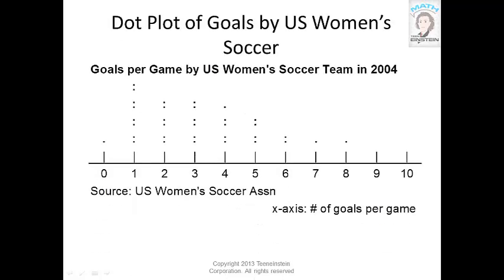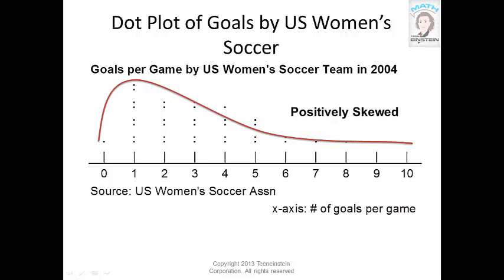Here is an example: a women's soccer team in 2004, number of goals scored per game. If you look at the shape, is it positively skewed or negatively skewed? This one is positively skewed.